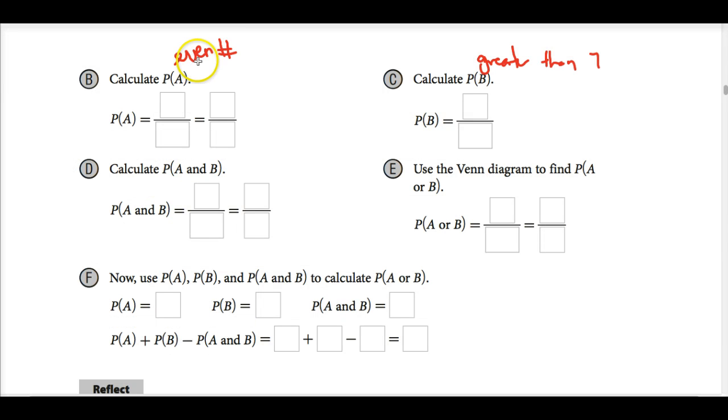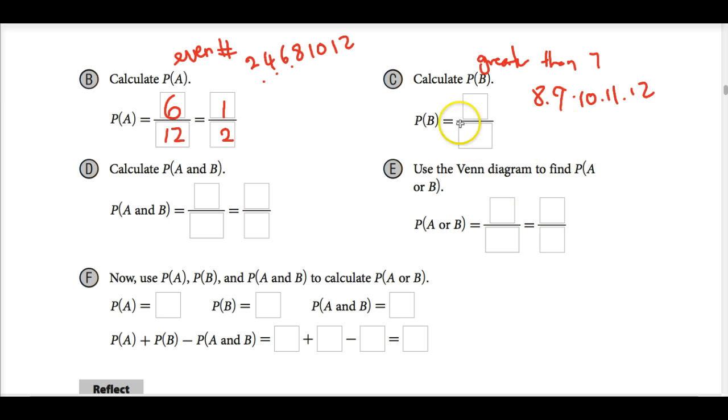Even numbers were 2, 4, 6, 8, 10, 12. And so that's 1, 2, 3, 4, 5, 6 numbers. So that's 6 out of 12 total that can happen. If you simplify, 6 over 12 is 1/2, right? Greater than 7 was 8, 9, 10, 11, and 12, right? And so that's 1, 2, 3, 4, 5 numbers. So that's going to be 5 out of 12.